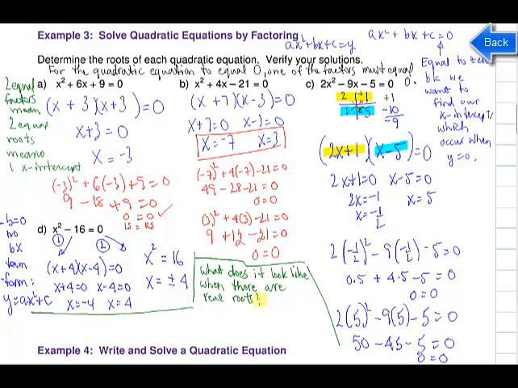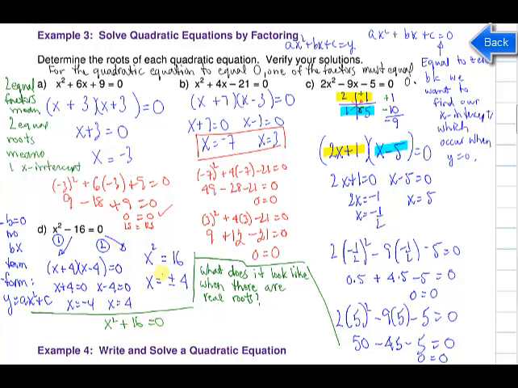Okay, now you know what that looks like graphically. You know that your quadratic, your parabola, is not going to cross over your x-axis, okay? So you're not going to have any x-intercepts. So how does that look algebraically? Well, I'm going to take this question D, and I'm just going to rewrite it so that instead of having negative 16, I'm going to have positive 16. So I'm going to write x squared plus 16 equals 0.